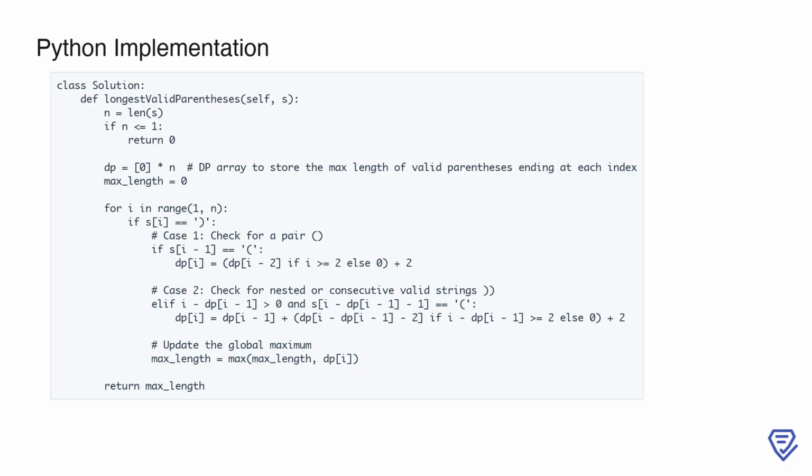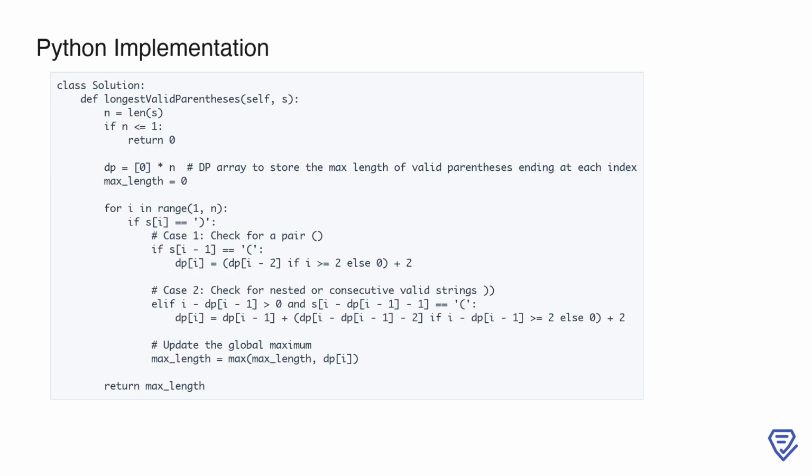3. Iterating through the string. The loop starts from index 1, since a valid substring cannot end at index 0. The goal is to populate the DP array based on the current character and its relationship with the previous characters. 4. Case 1, simple pair. If the current character is a closing parenthesis and the previous character is an opening parenthesis, it forms a simple valid pair. The length at DP i is updated to 2 plus the value at DP i-2, if i is at least 2, to account for any preceding valid substring.